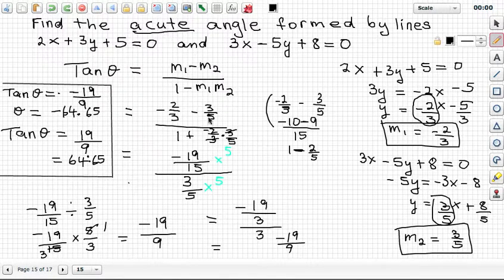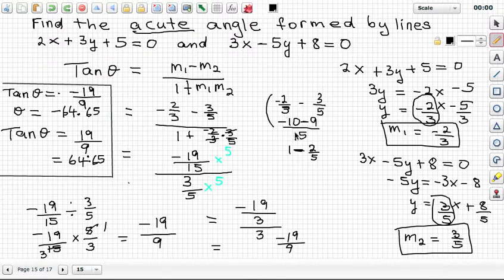It's acute, so I will use the positive value. Tan theta is equal to M1 minus M2, divided by 1 plus the product of M1 and M2. So I have negative 2/3 minus 3/5, divided by 1 plus negative 2/3 times 3/5, and you can see the 3's cancel out. So figuring out the numerator, negative 2/3 minus 3/5, the lowest common denominator is 15.